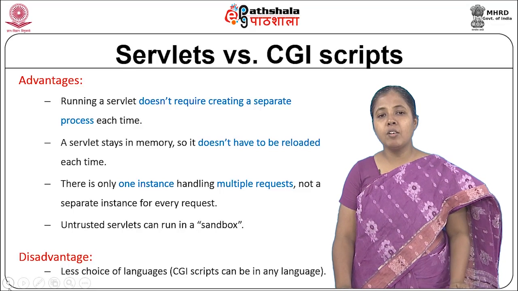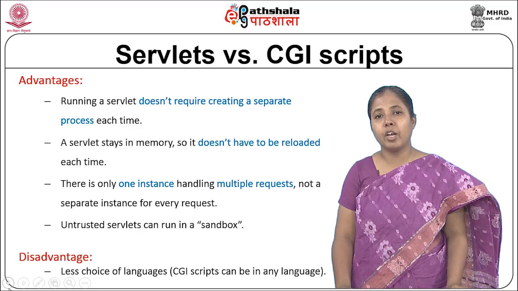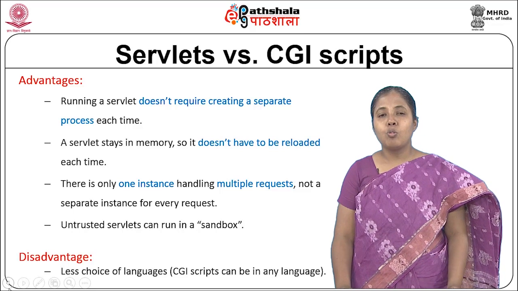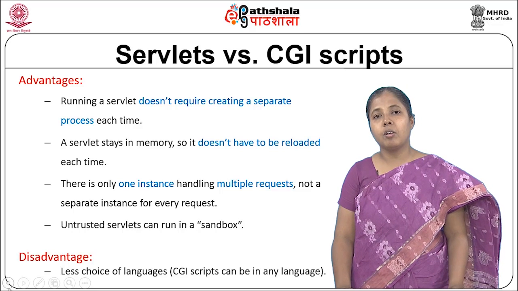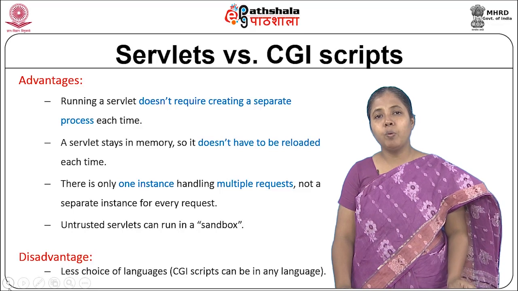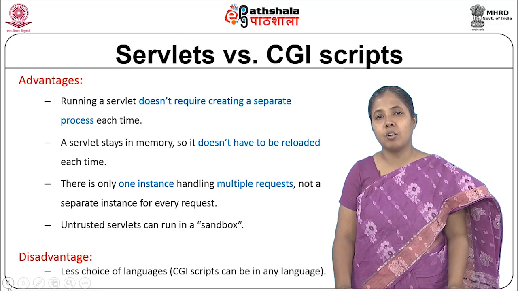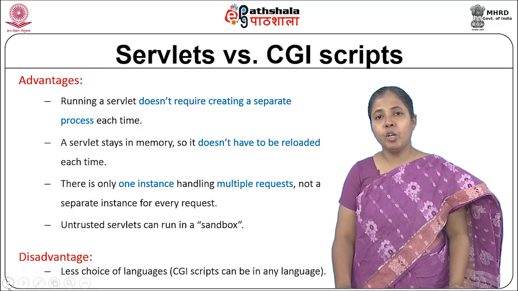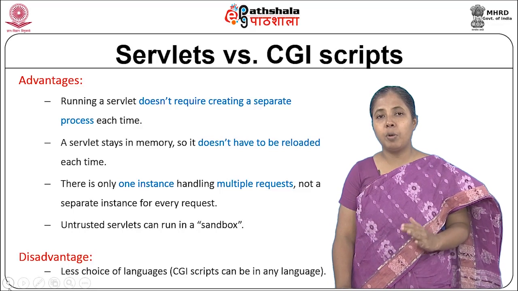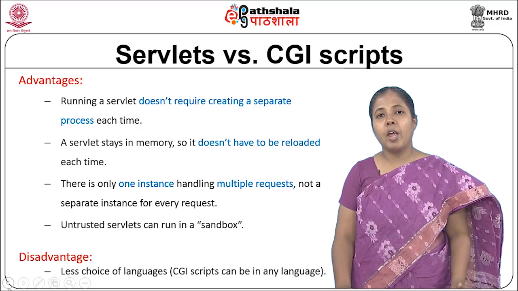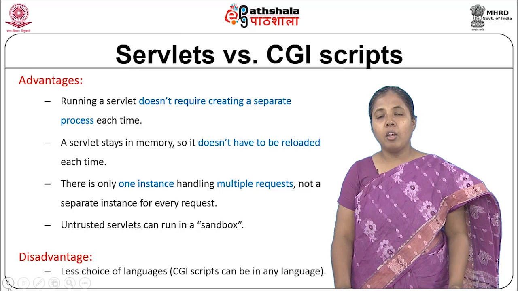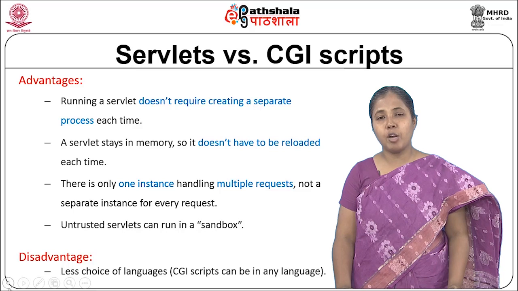So, you will have only one instance that is handling multiple requests from multiple clients. It is not like a separate instance that is created for every request when you write CGI code. When you write a CGI program, for every client request a new process would be created, whereas with servlets only one instance of the servlet gets loaded into the memory and is executed for all the multiple client requests. So, this obviously improves the performance of executing server side code, and untrusted servlets can run in a sandbox.